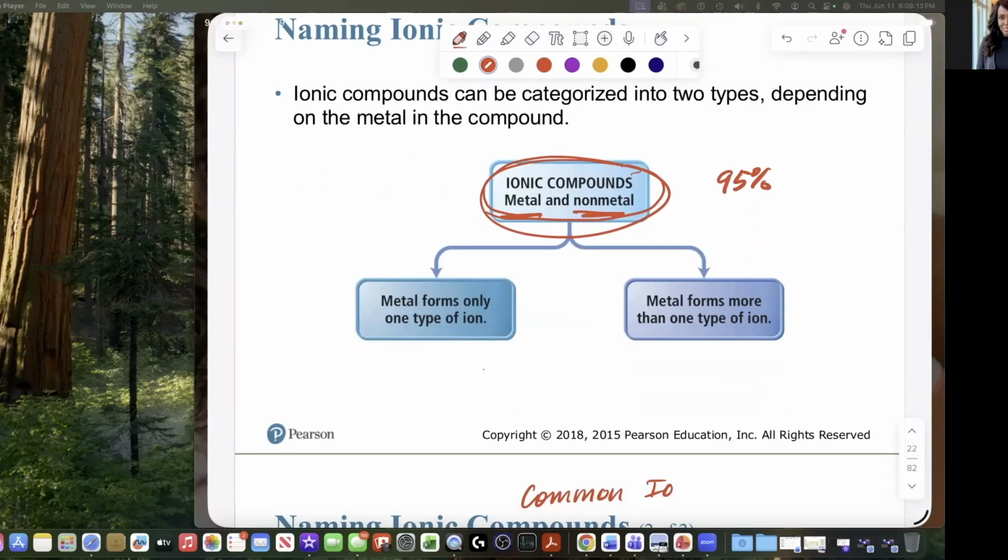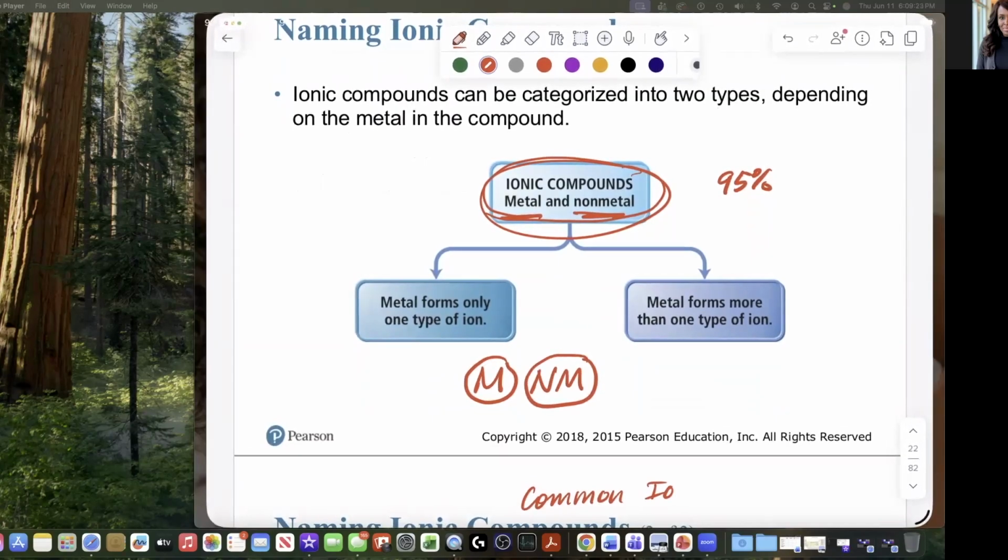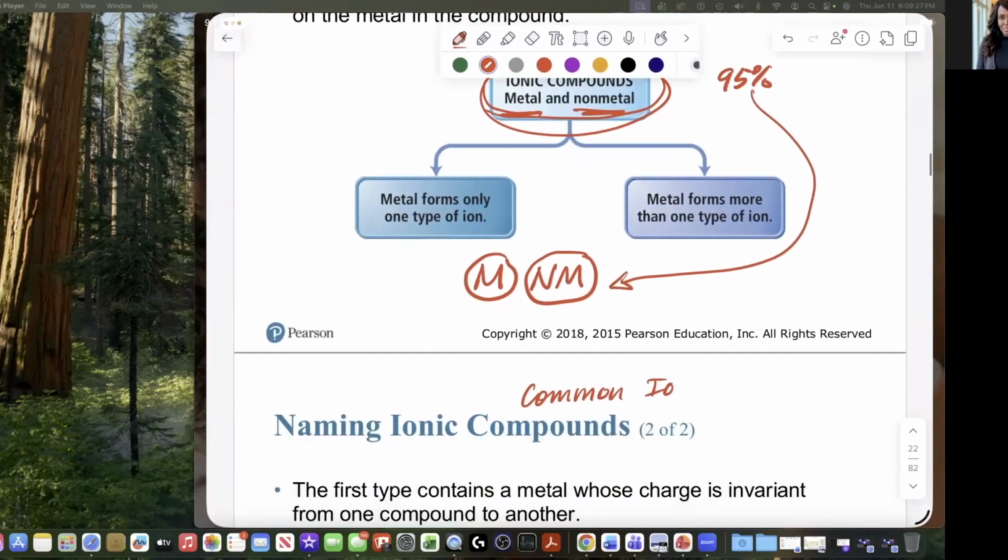Said ionic compounds are usually made up of metals. So I'm going to use N to represent the metals attached to nonmetals. About 95% of ionic compounds fulfill this criteria right here. Now I have common ions here. You learn common ions so you can name ionic compounds, right?